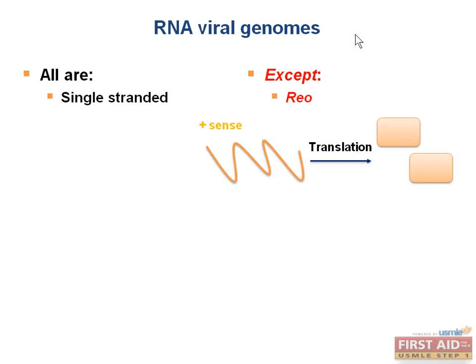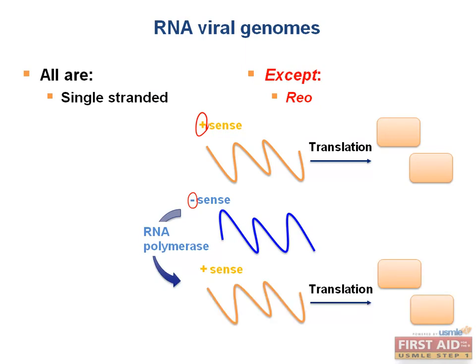When we talk about RNA viruses, we can differentiate between positive and negative-stranded RNA viruses. Positive-sense RNA means that it has the same polarity as mRNA and can therefore be directly translated into viral proteins without any further processing. In contrast, negative-sense RNA is complementary to viral mRNA, and therefore it needs to be converted to positive-sense RNA by an RNA polymerase before it can be translated.